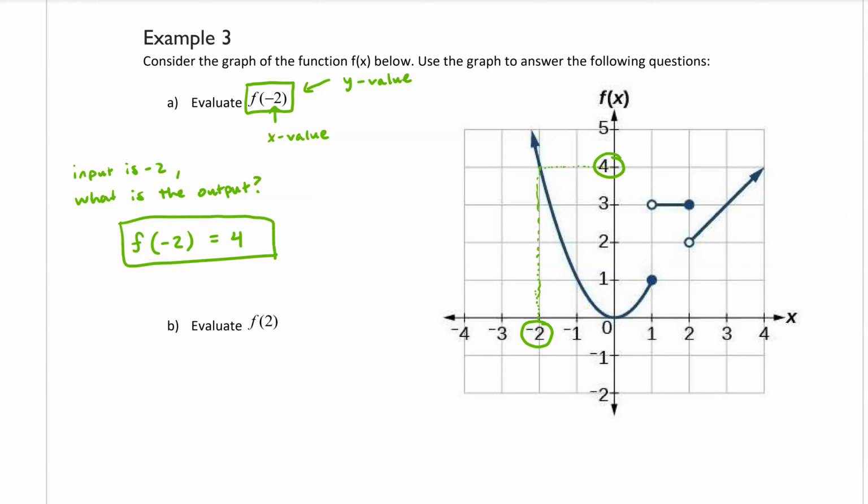Part B says evaluate f of positive 2. So I'm going to do the exact same thing. I'm going to look on my x-axis. I've gone ahead and I've found my positive 2 value, and I'm going to go upwards. It kind of appears that it might stop here at positive 2, but notice that there's an open circle there. So that means I'm going to skip right through that and then pause right there where I've hit the closed circle. And if I align it with the y-axis, we see that that value is positive 3. So again, in math jargon, I would say f of positive 2 is equal to 3.